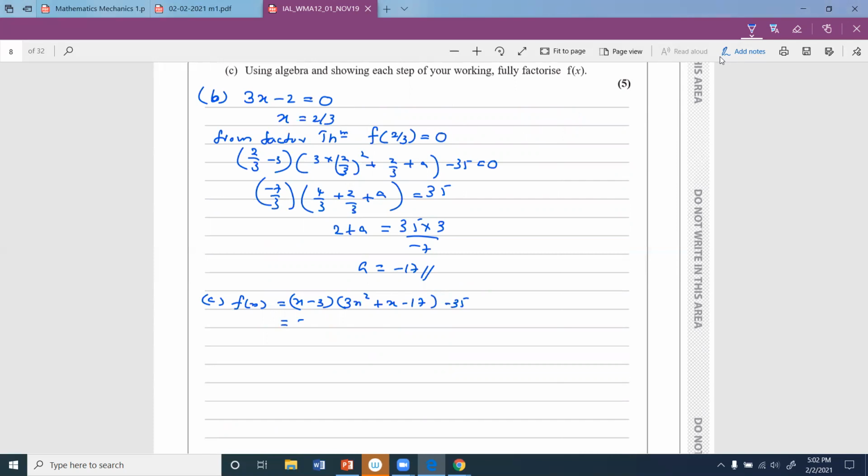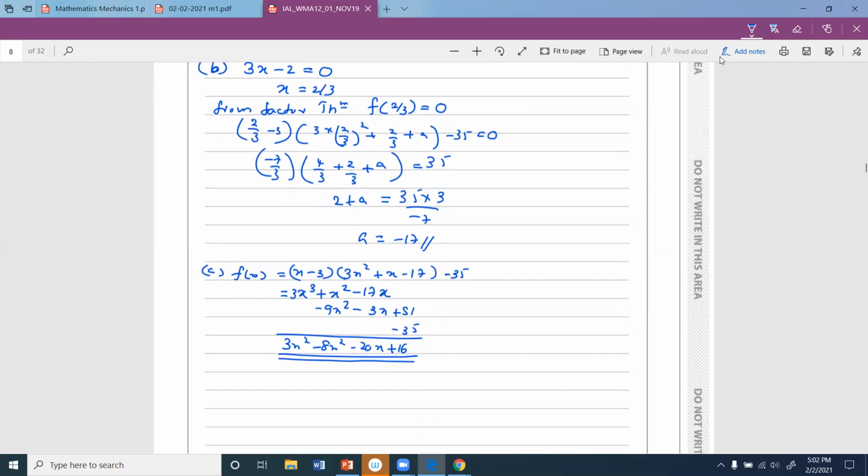If you expand these brackets, this is 3x cubed plus x squared minus 17x. Then if you multiply with this, minus 9x squared minus 3x plus 51, minus 35. This is the entire expanded version, because while keeping those additions you cannot do this. After that only you can do the factorizing. So it's 3x cubed minus 8x squared minus 20x plus 16.